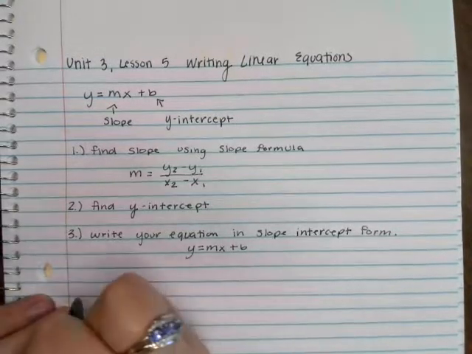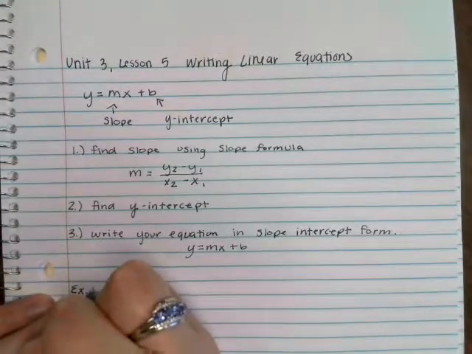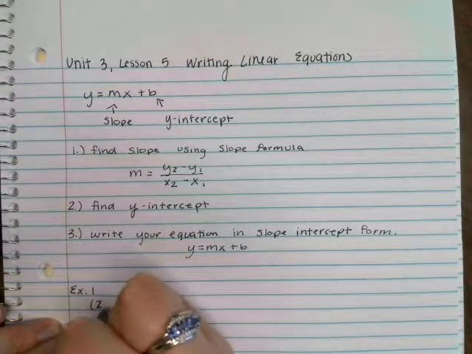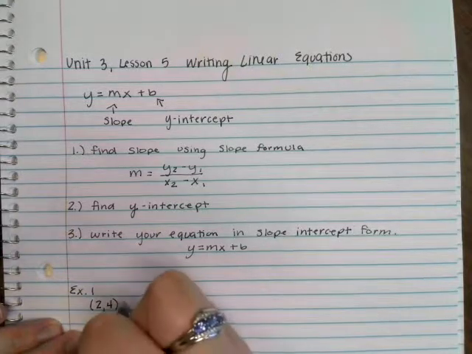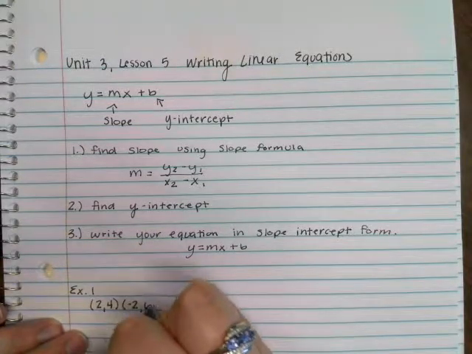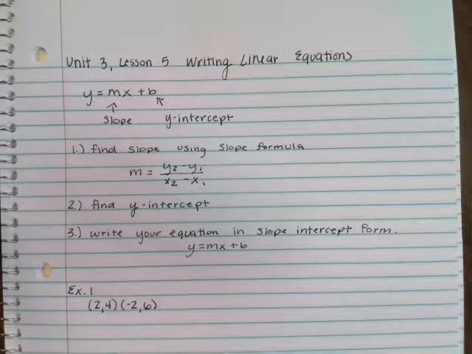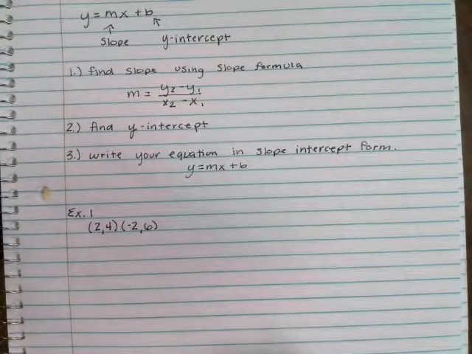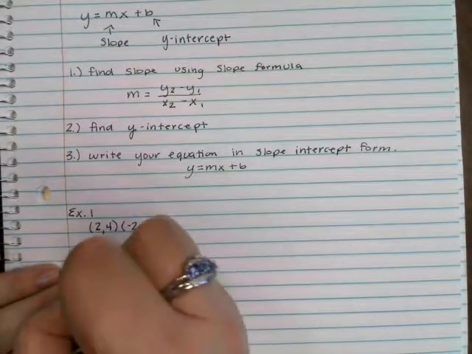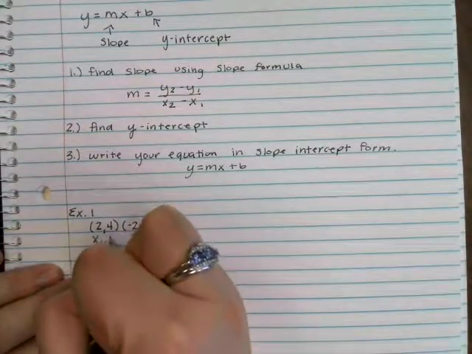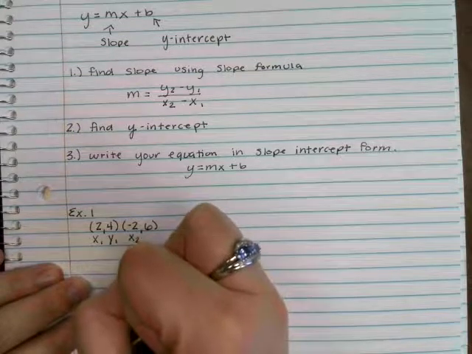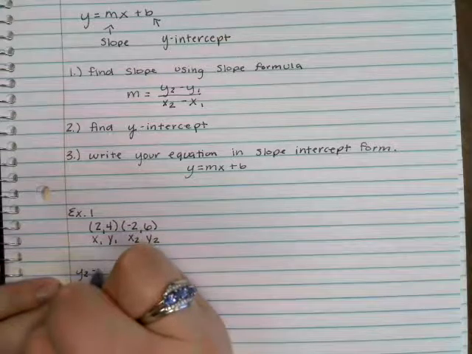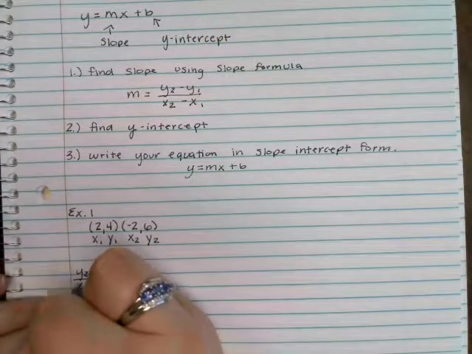We're going to do 2 examples today. Example 1 is from the ordered pairs 2, 4 and negative 2, 6. Well, remember, step 1 is to find that slope using your slope formula. First thing I'm going to do is label my ordered pairs, x1, y1, x2, y2. My formula, I like to write that out so I don't get confused.